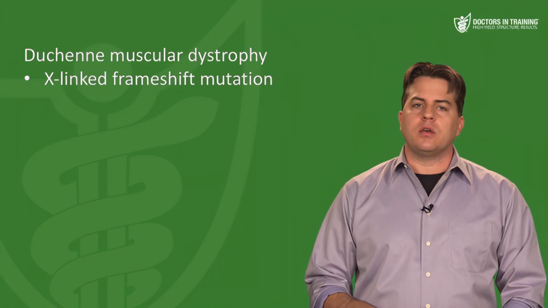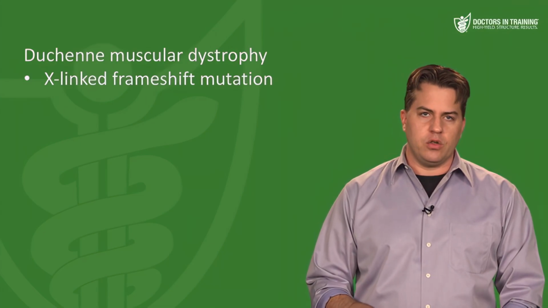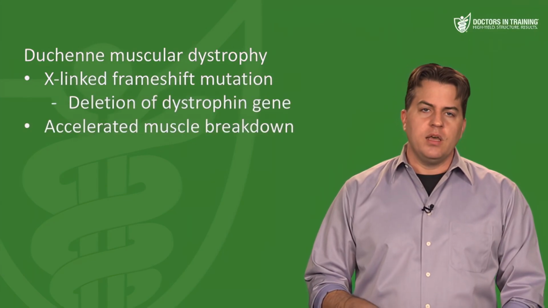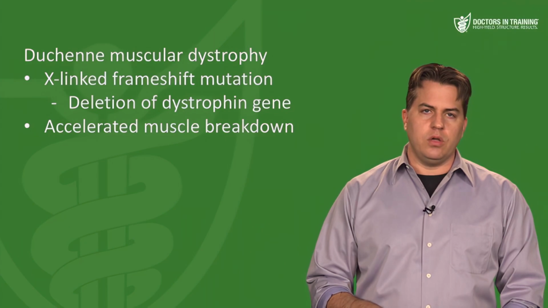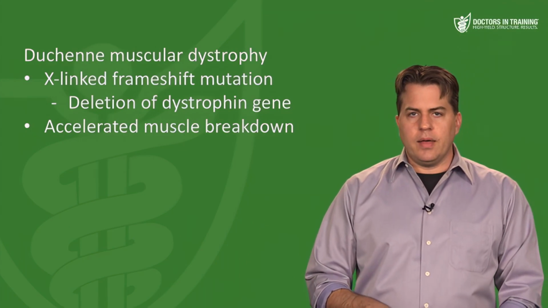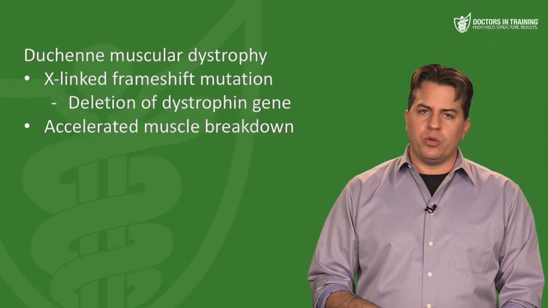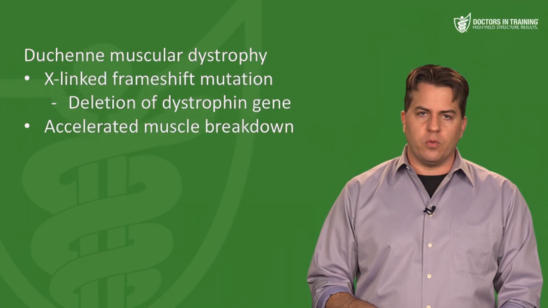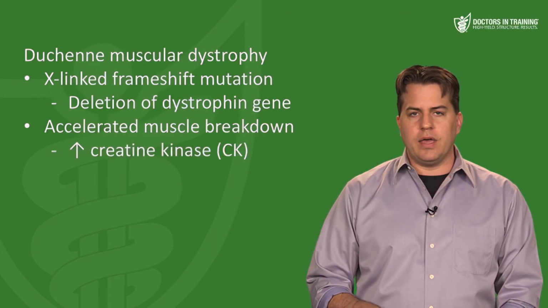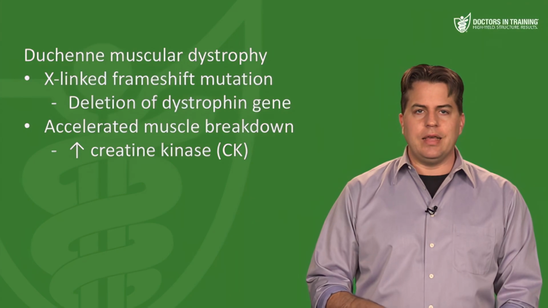All right, let's go over a few muscle disorders next, starting with muscular dystrophy. There's Duchenne muscular dystrophy and Becker muscular dystrophy. Duchenne muscular dystrophy is caused by an X-linked frameshift mutation that causes a deletion of the dystrophin gene, leading to accelerated muscle breakdown. The dystrophin gene is the longest known human gene, which makes it kind of a setup for spontaneous mutations. The dystrophin protein helps to anchor muscle fibers, particularly in the skeletal and cardiac muscle. Without dystrophin, you have accelerated muscle breakdown, and that causes elevated creatine kinase, abbreviated CK.